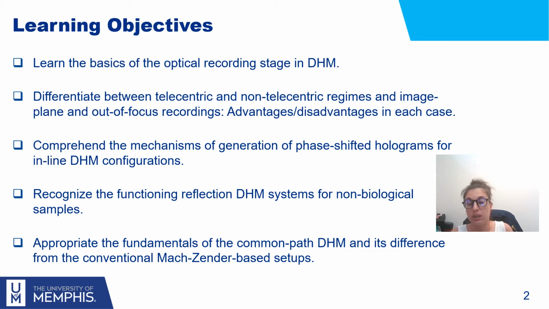We're also going to recognize how systems work in reflection mode. Usually biological samples are transmissive, but DHM is also used for material science, where the samples are reflective. So we're going to show how reflective DHM systems work. And then we're going to talk about common-path DHM systems versus dual-path interferometer setups and the advantages of them.